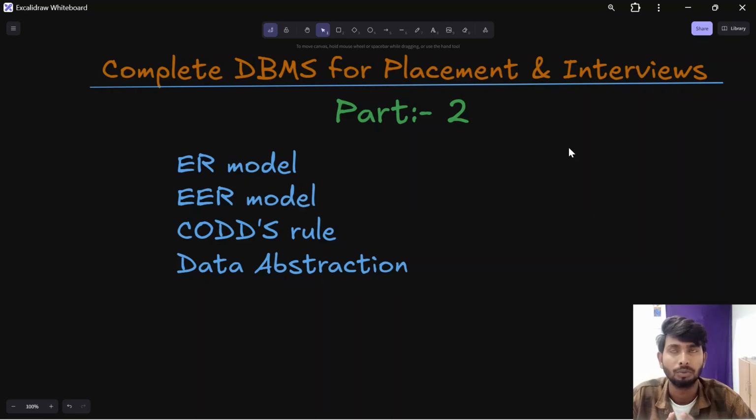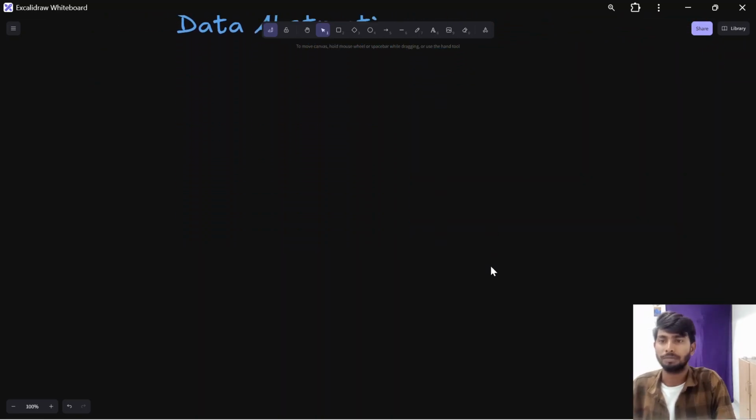In day one, we start from the basics. We read about the DBMS, file storage technique, and relationship, then keys, like that. And schema also. In part two, we are going to learn about the ER model, EER model, Codd's rules, and data structure. These are the four topics we are going to cover in this lecture. Okay, so start with the first one, ER model.